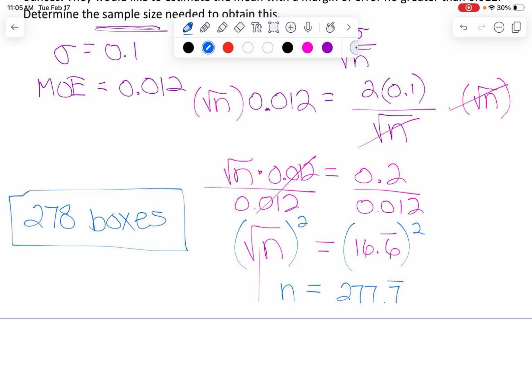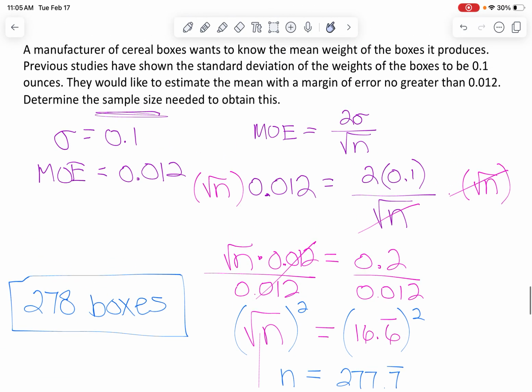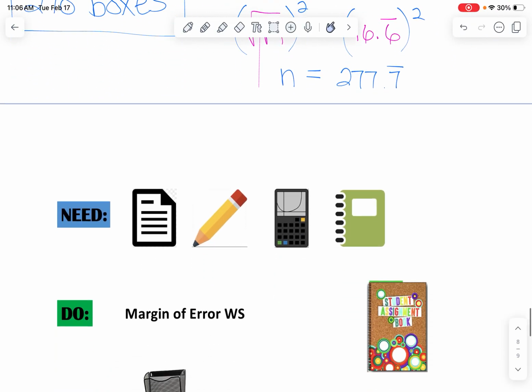Okay, and that's how you use some of the information with sample size and standard deviation to find your margin of error, or vice versa, in this case, find the sample size from some other information. But this is margin of error for two different kinds of sets, quantitative and categorical. I hope that makes sense.